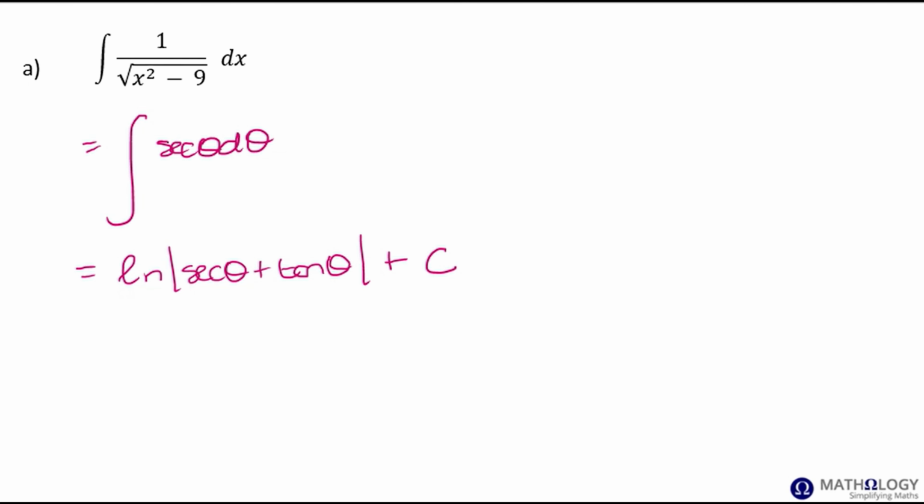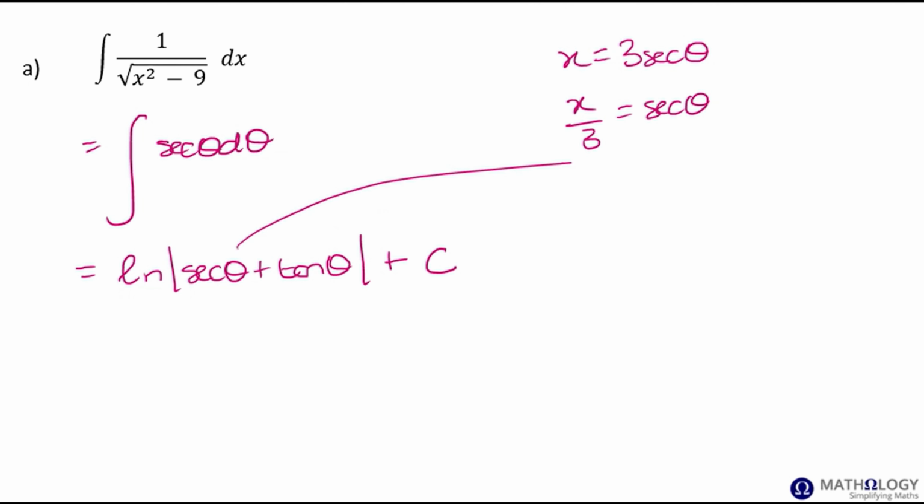So we let x be 3 sec theta. In other words, x over 3 equals sec theta. So we've got sec theta. We are going to need to find an expression in terms of x for tan theta. So let's just draw a right angle triangle. Angle theta. Sec is hypotenuse over adjacent. So hypotenuse is x, adjacent is 3, which means that the opposite side will be the square root of x squared minus 9.